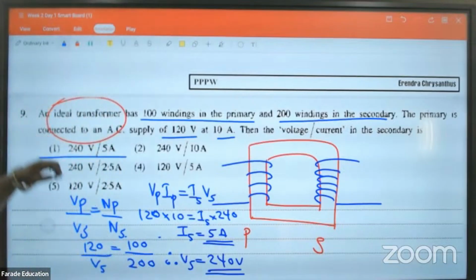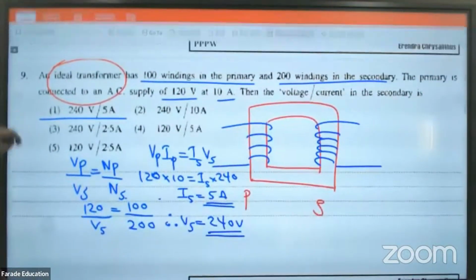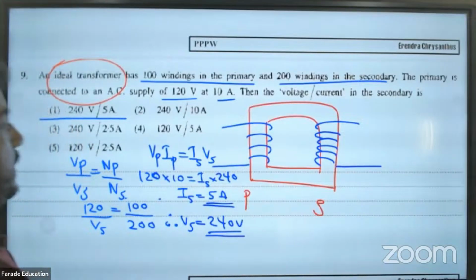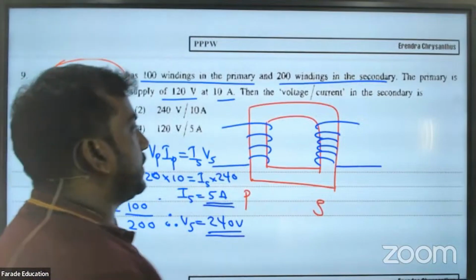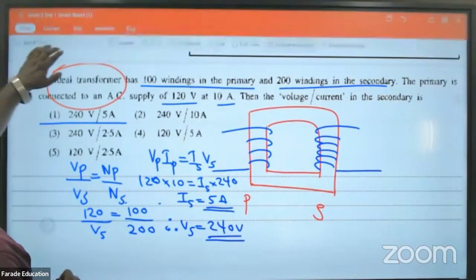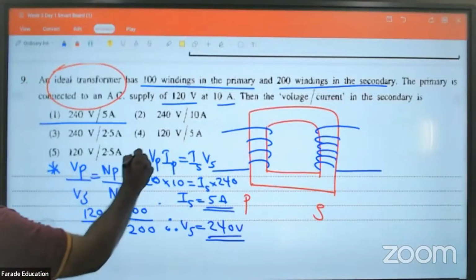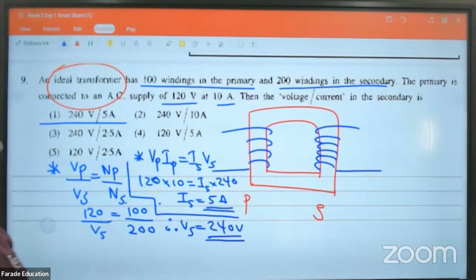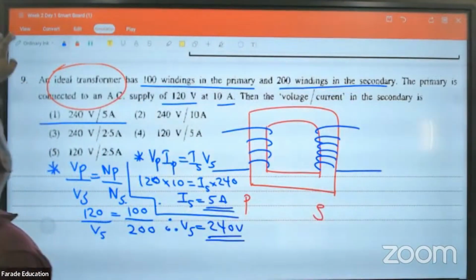In an ideal transformer, the input and the output powers are equal, and using the transformer equations, we can find the secondary voltage and current. Okay. Right. So we move on.